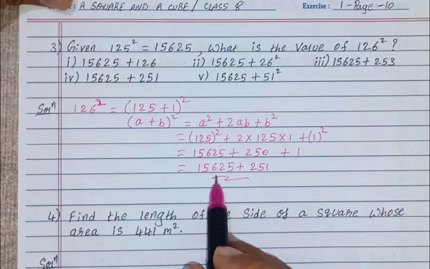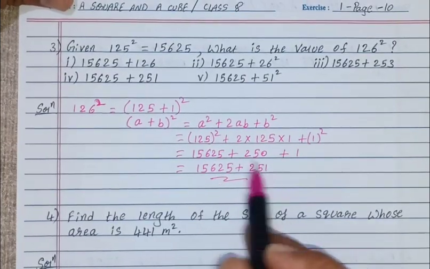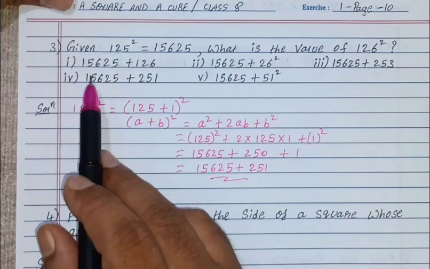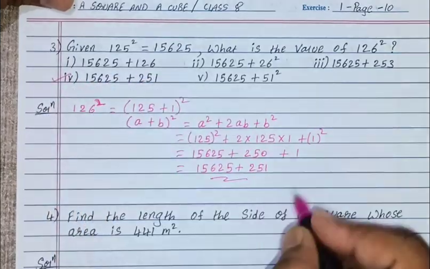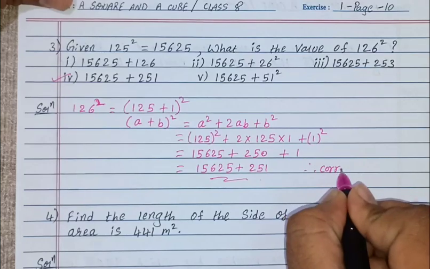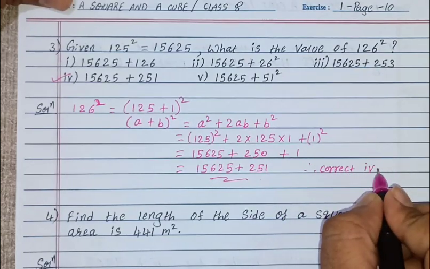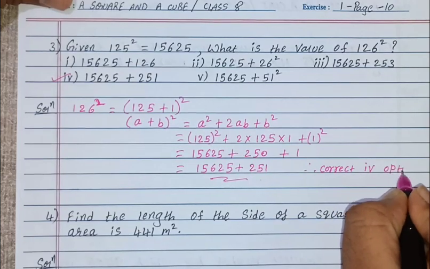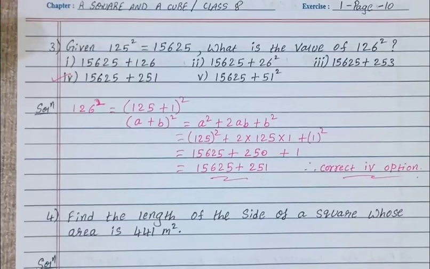Now see here, 15,625 plus 251 is mentioned in this option, right? That is the fourth option. That means the correct option is what? Therefore the correct option is the fourth. Okay, correct is the fourth option.